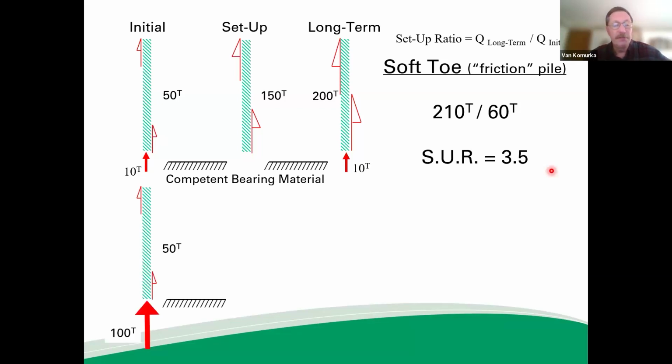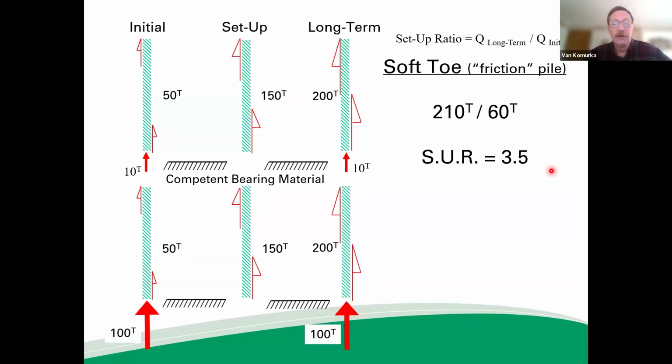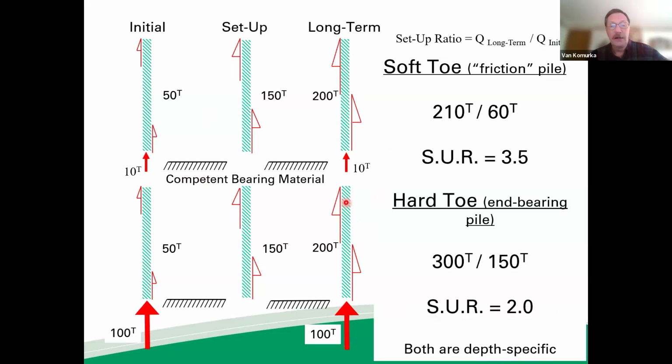Now we drive a few feet deeper and we hit that hard bearing layer, that competent bearing material, and boom, the toe resistance jumps up to 100 tons. Shaft is still 50. We haven't added that much extra length to gain any more in the shaft. The shaft responds exactly the same, sets up 150 tons. Now we have 200 tons in the shaft, just like before, and 100 tons on the toe. Now if we calculate our setup ratio, long-term is 200 plus 100, divided by initial, 150, we get a setup ratio of 2.